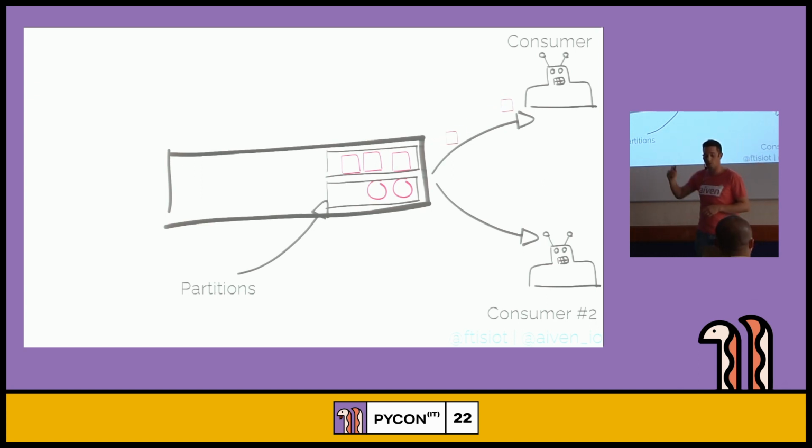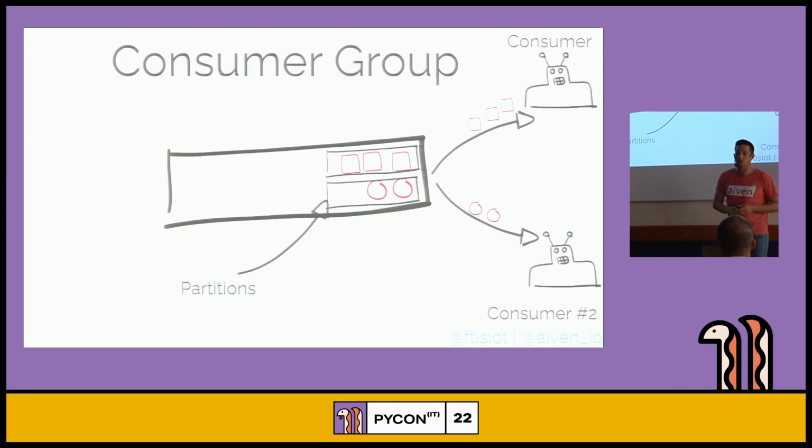Like in this case, the top consumer is receiving only the square events, the bottom consumer only the circle events. This is what we call in Kafka a consumer group. So 2 threads of the same application will be part of the same consumer group. If you have 2 different applications that need to read the same data for different reasons, they will be part of 2 different consumer groups.